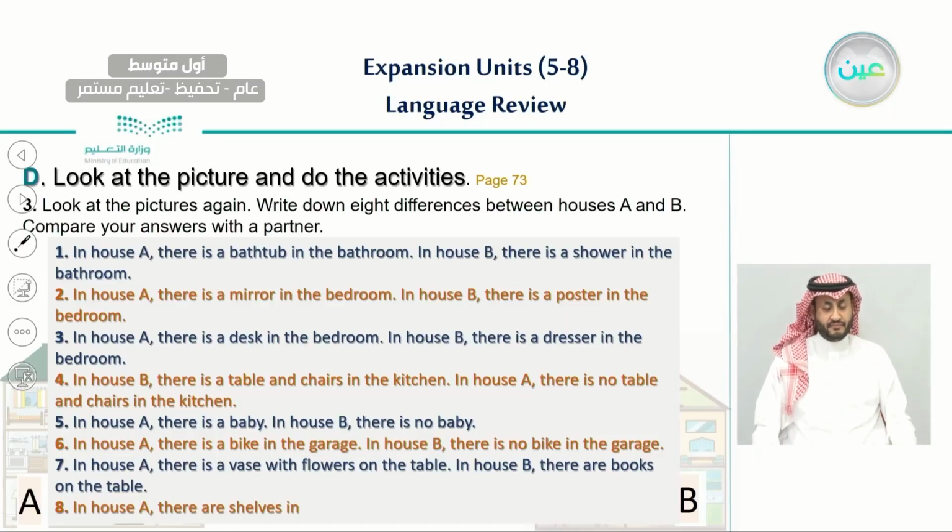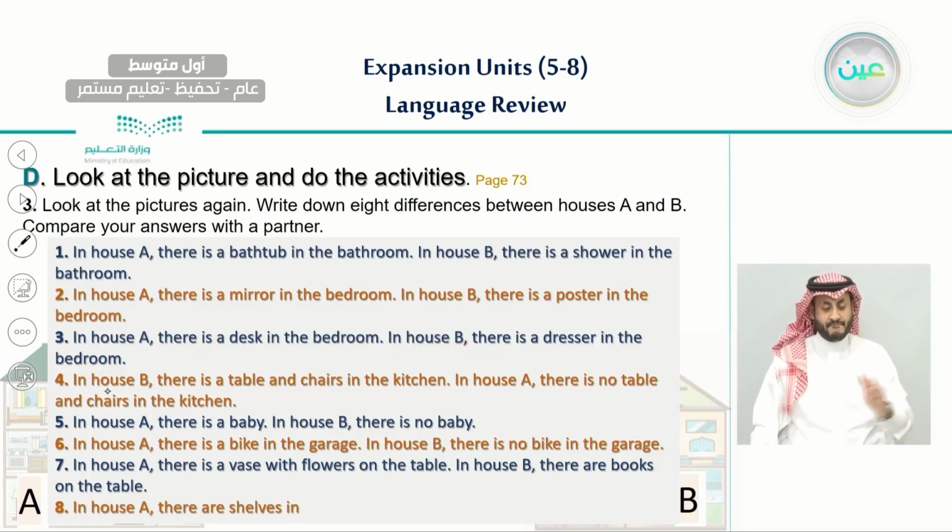So let's read the examples here. Number 1, in house A there is a bathtub in the bathroom, but in house B there is a shower in the bathroom. So this is a difference between these two houses. Let's read the second one. In house A, there is a mirror in the bedroom, and in house B, there is a poster in the bedroom. And number 3, in house A, there is a desk in the bedroom, and in house B, there is a dresser in the bedroom.